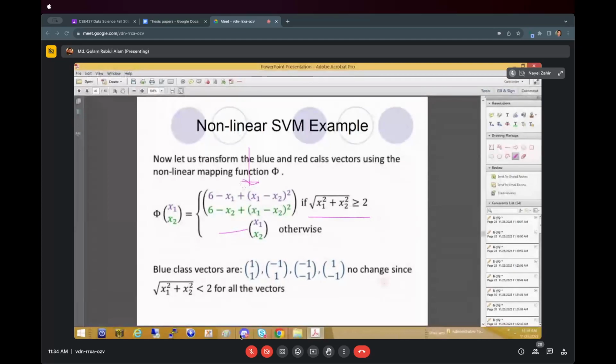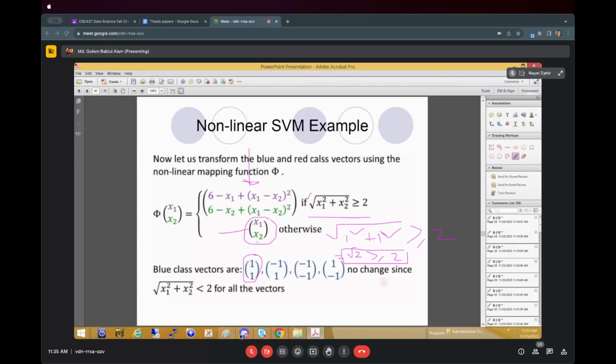At first we can see 1 and 1. If we pass 1 and 1 here, we get the square root of 1 squared plus 1 squared. Whether this is greater than or equal to 2 or not: it is the square root of 2, which is not greater than 2. So this condition is false. If the condition is false, then we keep the data point as it is, x1 and x2.